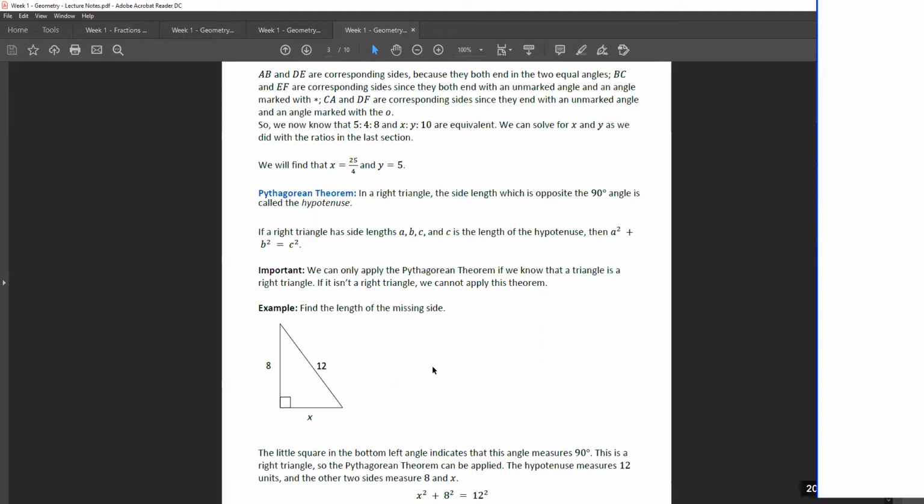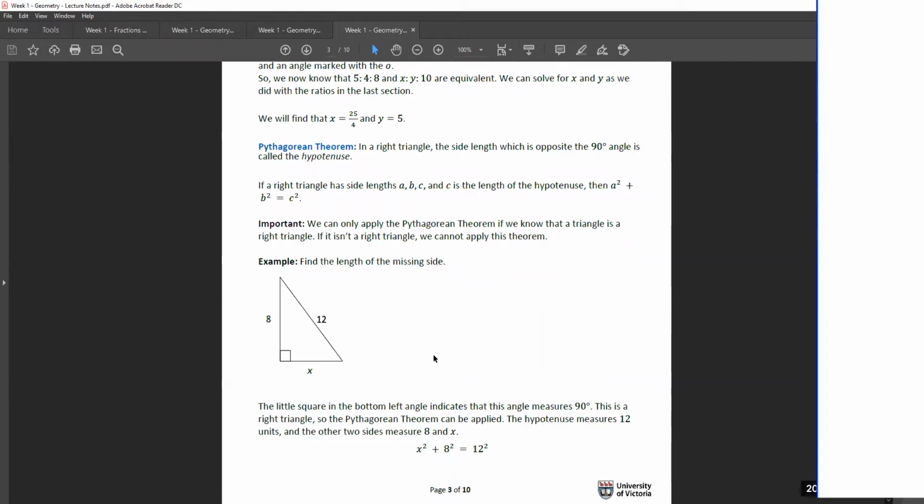The Pythagorean theorem. This may bring back memories for those of you who've seen this before. If it's been a while, that's okay. This is one of those ones that'll come back to you. The Pythagorean theorem, named after that famous mathematician Pythagoras, says that in a right-angled triangle, the side length which is opposite the 90-degree angle is called the hypotenuse. And if a right-angled triangle has lengths A, B, and C, C is the length of the hypotenuse, and that tells us that the relationship between these things comes out like this. A squared plus B squared equals C squared.